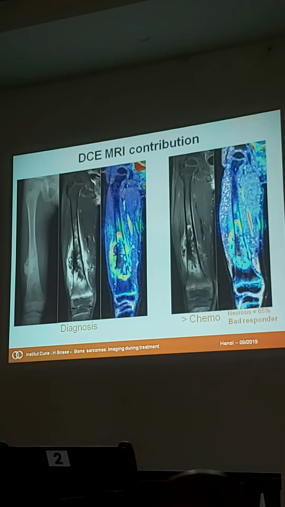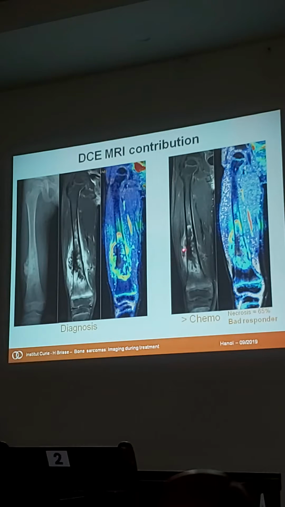So for example, here you have the patient at diagnosis. Here you have the patient after chemotherapy. So you have a decrease of the muscle edema. So probably there is some kind of response.